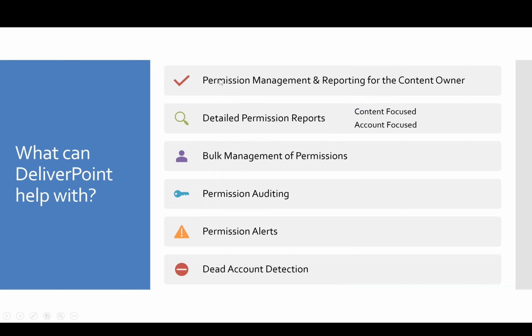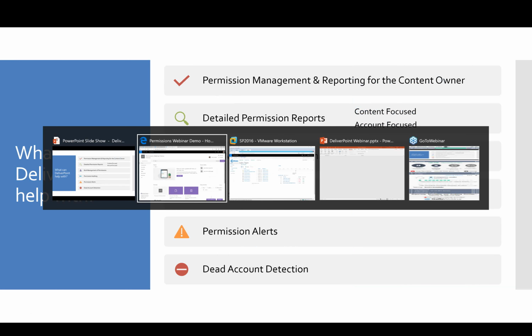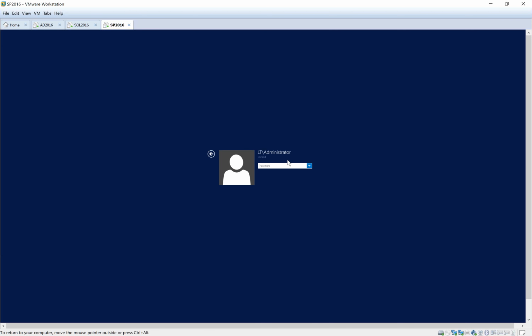The first thing I want to look at is really permissions management reporting for the content owner. So take off our IT pro hats for a moment. This is the business user that we're talking about. So I'll start off in SharePoint on premises, and we will also have a look at SharePoint Online as well. Actually, they're exactly the same reports and style.